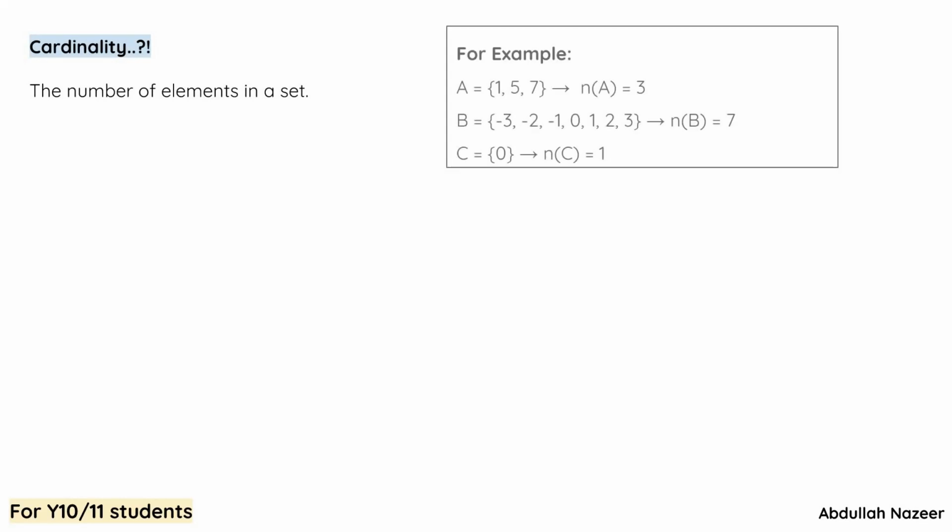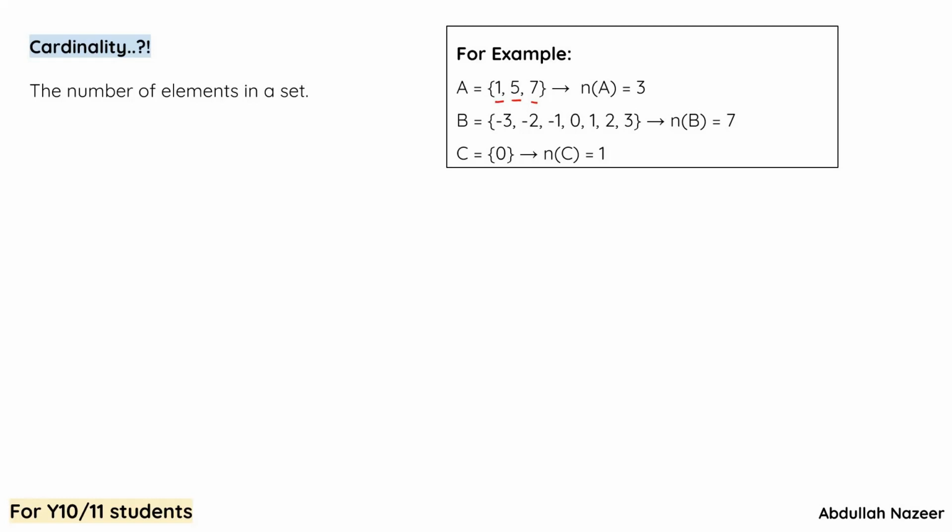So in this video, we'll be looking into a couple of formulas that we'll be using in our upcoming lessons. But before that, we'll have to understand the concept of cardinality. Cardinality tells about the number of elements in a given set. For example, set A has the elements 1, 5 and 7. So totally, set A has 3 numbers in it.